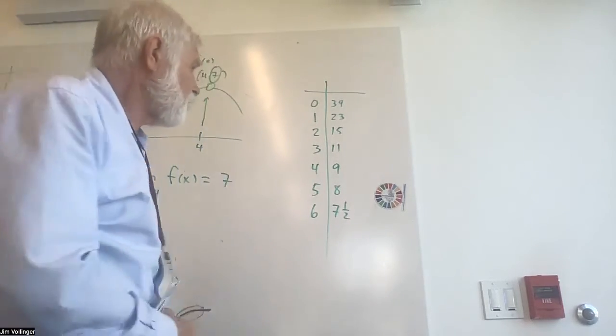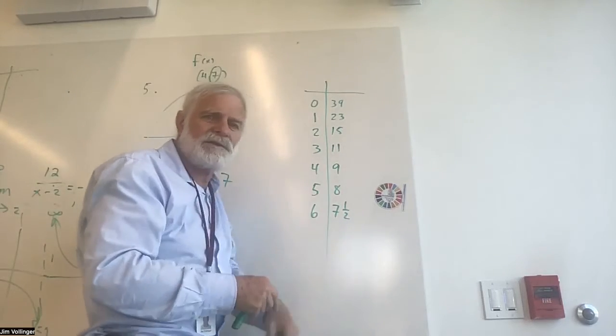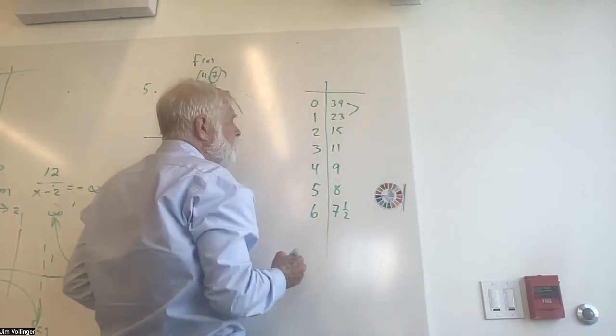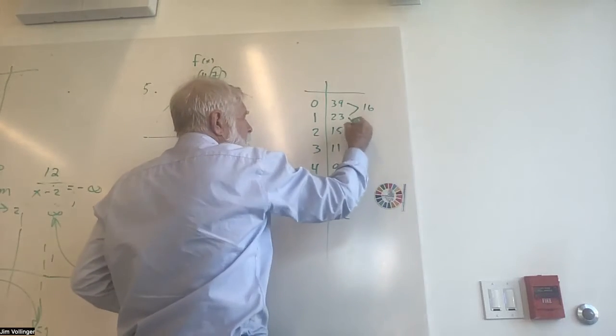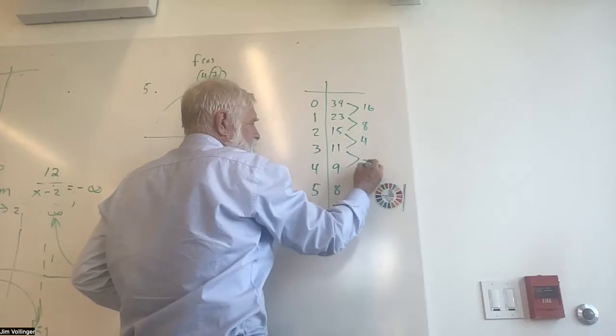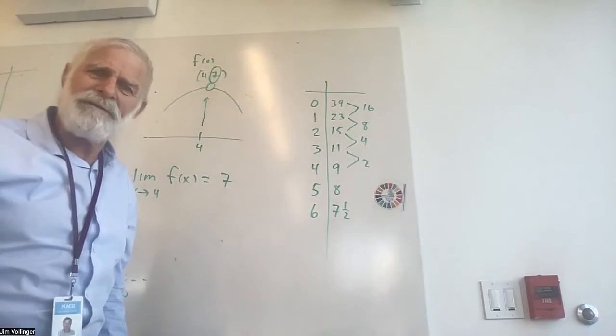So what's happening here? Well, if you look, these are independent variables, like the hand of a clock. We look at the rate of change here. That's 16, that's 8, that's 4, that's 2. Well, what am I doing to these numbers? Something's being cut in half.